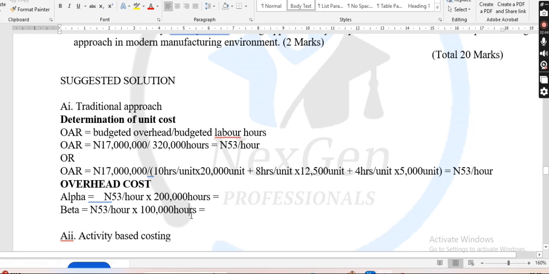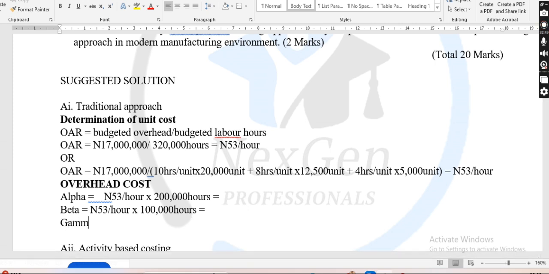So the next one is what? After beta, the next one is gamma. Thank you. And this is what the traditional approach does, right? It charges the cost to their overhead. It absorbs the cost to their overhead. It does not want to know the factors that cause changes in their overhead cost. Just like someone who brings the NEPA bill and doesn't want to know how many units you consume. Come on, let's share it equally.